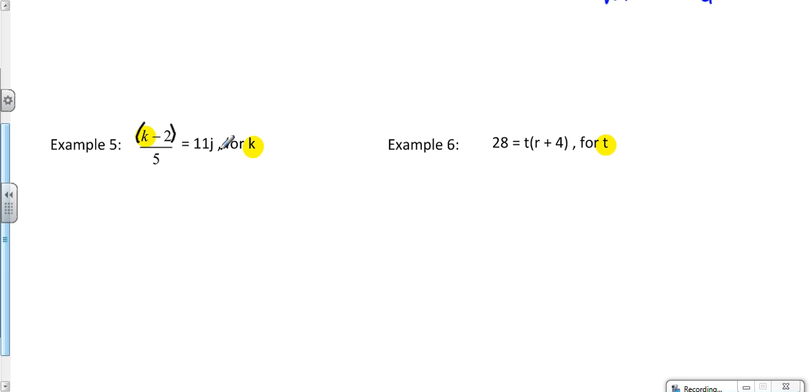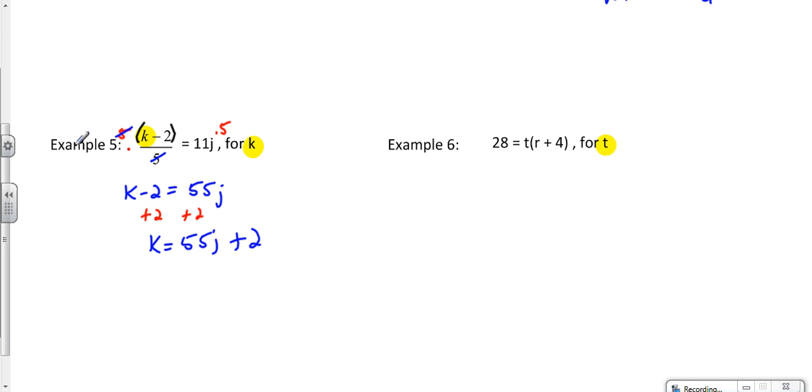So I can't just add 2 right now. I would actually have to multiply both sides by 5 in order to get rid of it. So I get k minus 2 equals, now this is multiplication, it doesn't care about like terms, so 11 times 5, 55j. Now we can go ahead and do our last step, which is add 2. So k is equal to 55j plus 2.